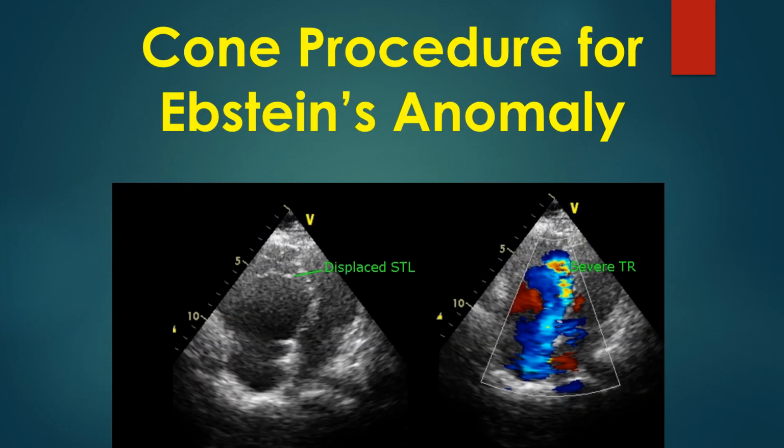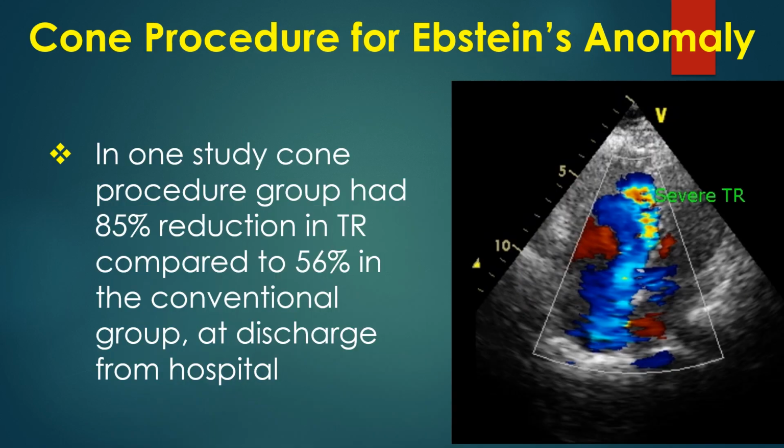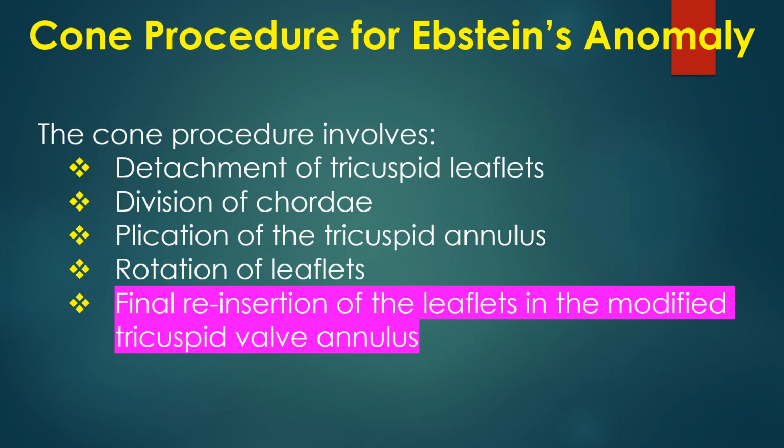Cone procedure for Ebstein's anomaly of tricuspid valve constructs a funnel-like valve using the native leaflets. This avoids the problems associated with artificial valves, including bioprosthetic valves, especially in children. In one study, cone procedure group had 85% reduction in tricuspid regurgitation compared to 56% in the conventional group at discharge from hospital.